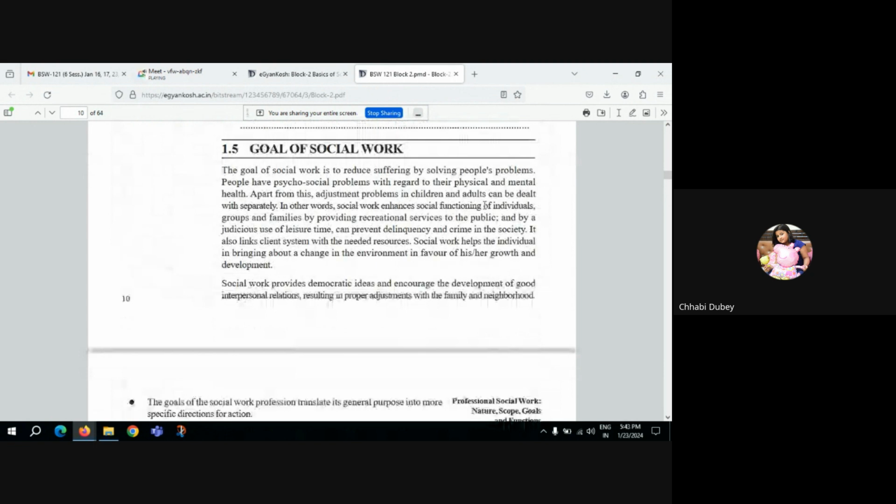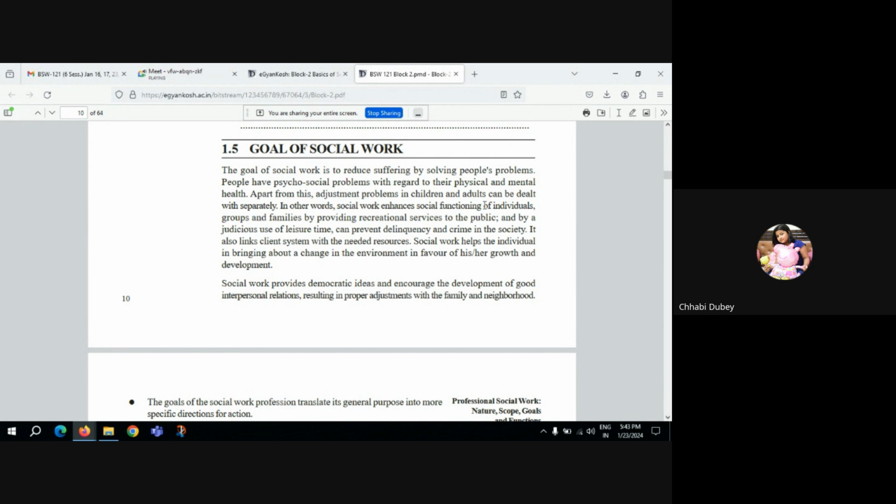After this, we come to the goals of social work. What exactly are the different goals of social work? These are the various objectives that have been developed over a period of time. The most important goal that social work is responsible for is to reduce the suffering of people by solving their problems. It could be a psychosocial problem, a behavioral problem, or an adjustment problem of children or adults.